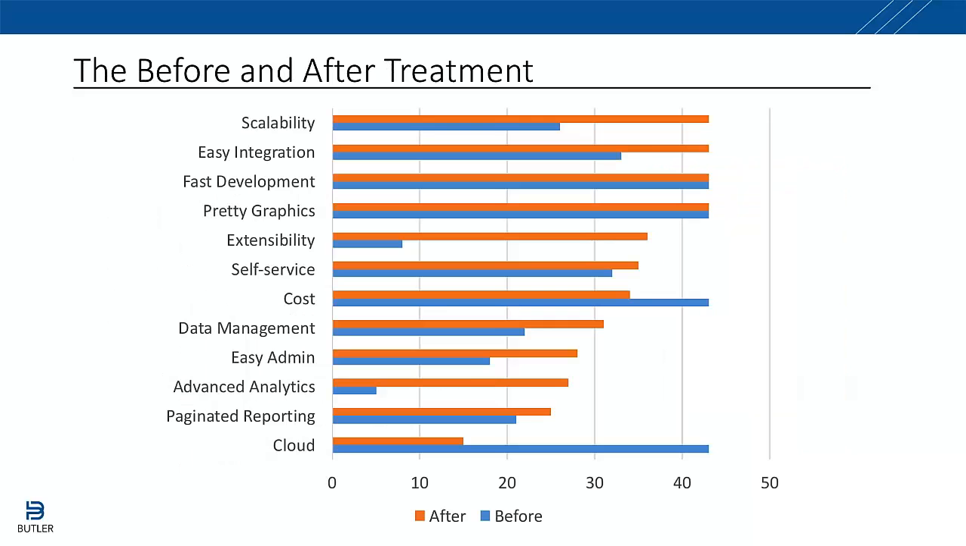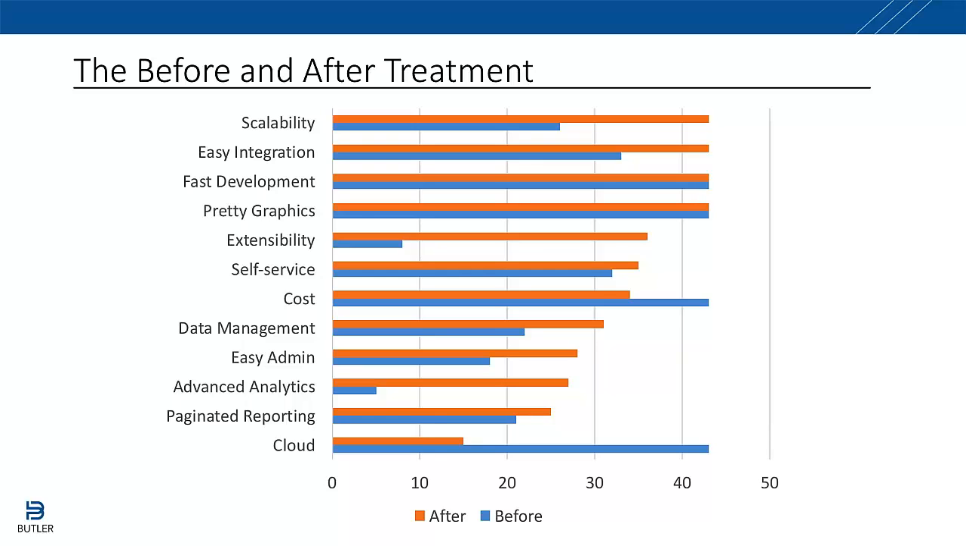Now, this slide is a result of talking to 43 organizations over the past 18 months. And it's sorted by the after bars. It is a record of what people were most interested in when I first spoke to them, and then what they considered to be the most important features after I'd spoken to them.